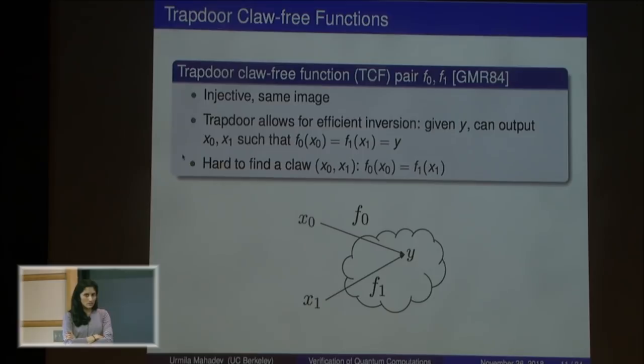Okay, any questions on this primitive? Yeah. This is not separate from the assumption, but you can build this as long as you assume learning with errors is hard for quantum computation. Yeah, so that's what I'll say later. So I can reduce this to saying, if learning with errors is hard for quantum computers, then there exists a trapdoor claw-free function pair, which is hard for quantum computers.